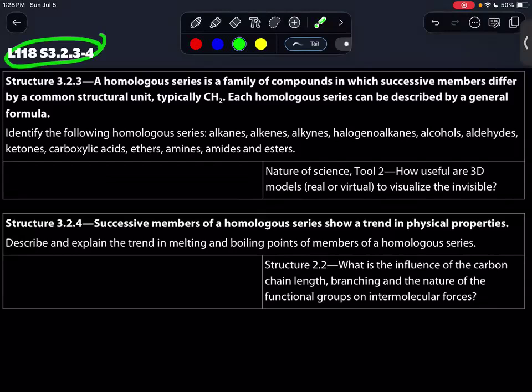Today we're going over structure 3.2.3 and 4. We will be discussing how a homologous series is a family of compounds in which successive members differ by a common structural unit. Typically, it's CH2. Each homologous series can be described by a general formula. We'll learn some of those formulas, but you'll be able to figure them out as well.